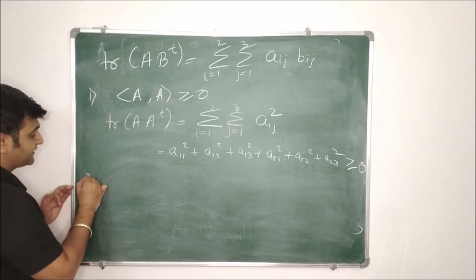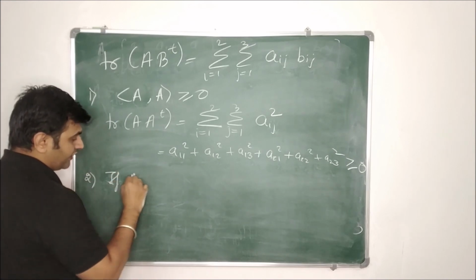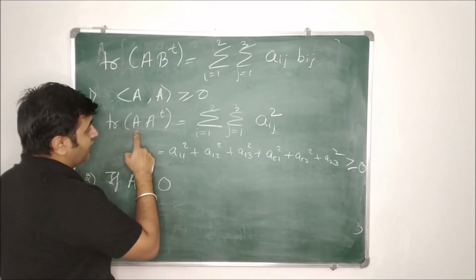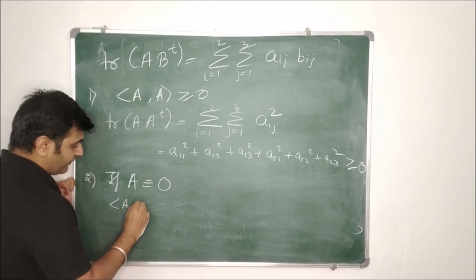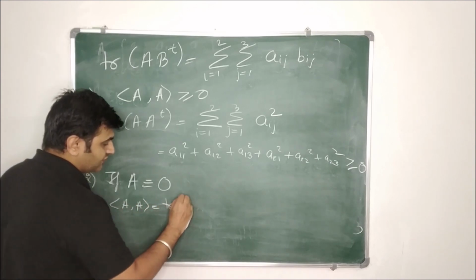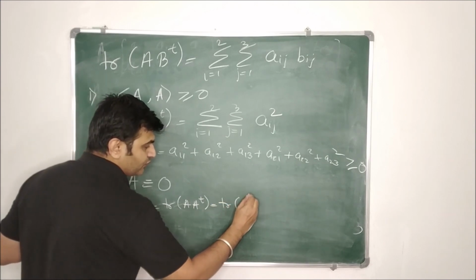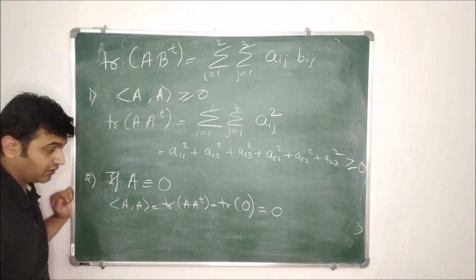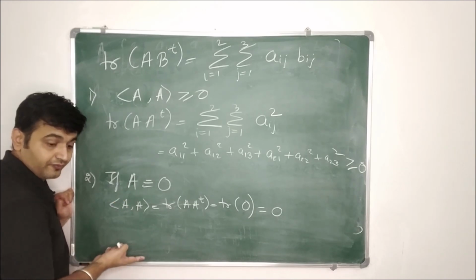Okay, what is the second one? If your A is a 0 matrix, all the entries are 0, so obviously your inner product will be 0. Why? Because what is inner product of A comma A? It is trace of A into A transpose. But what is A into A transpose? It's a 0 matrix, and trace of 0 matrix is 0. So if A is a 0 matrix, the inner product of A with itself is 0.